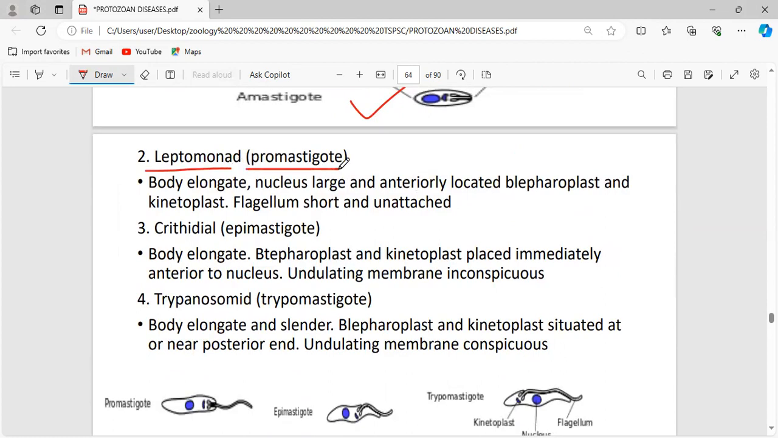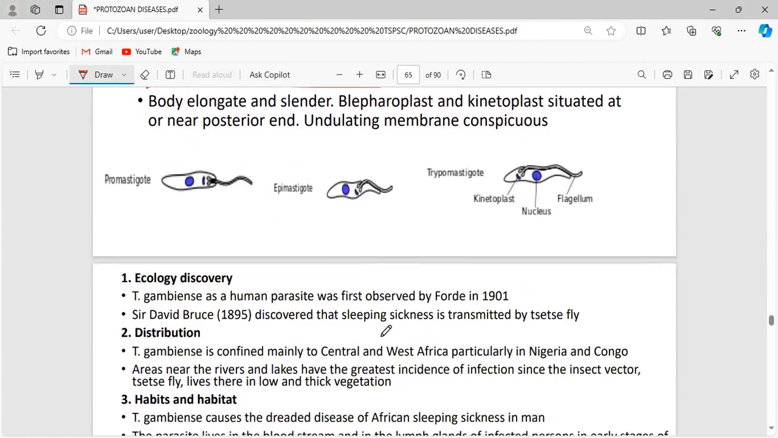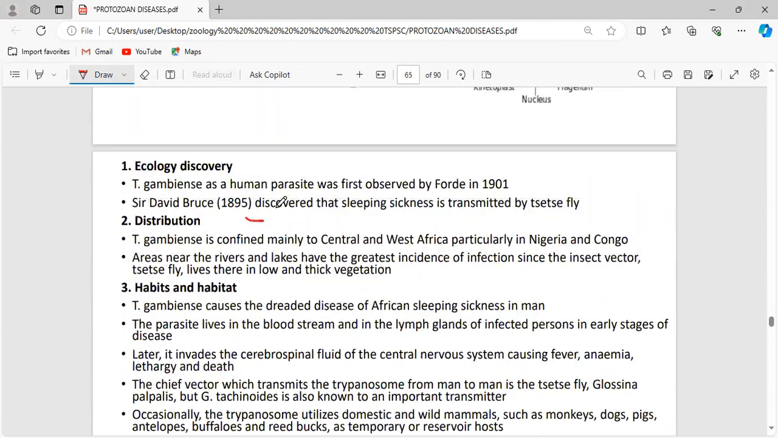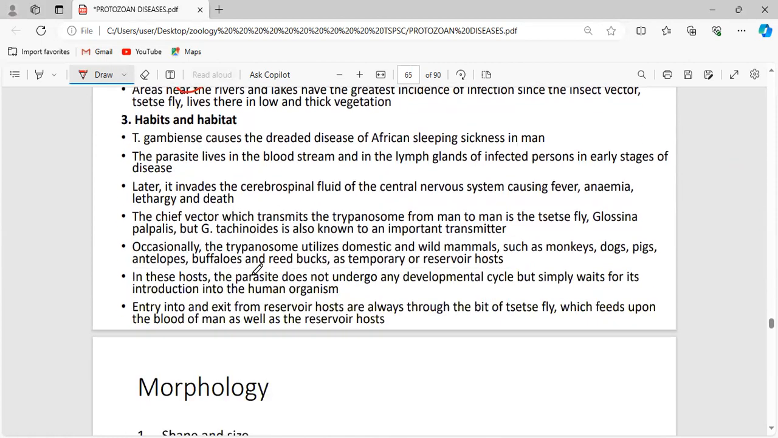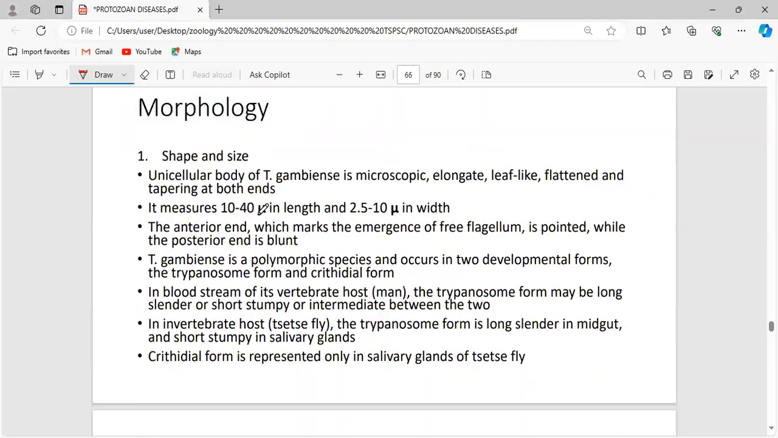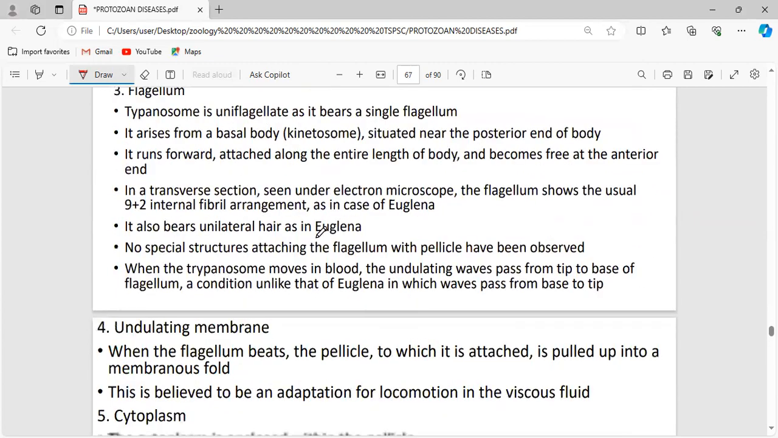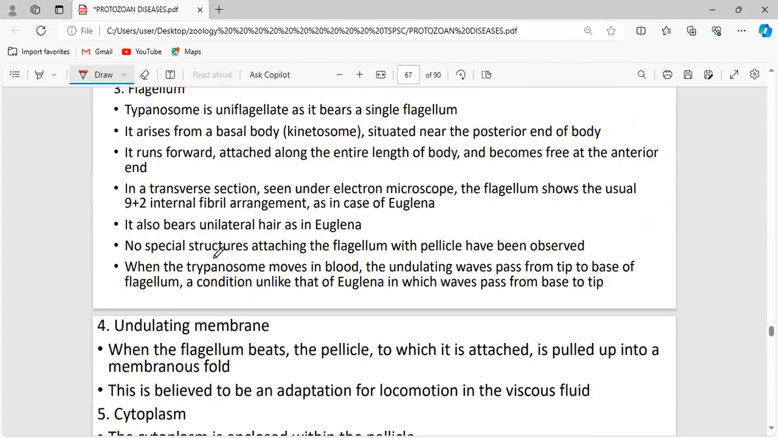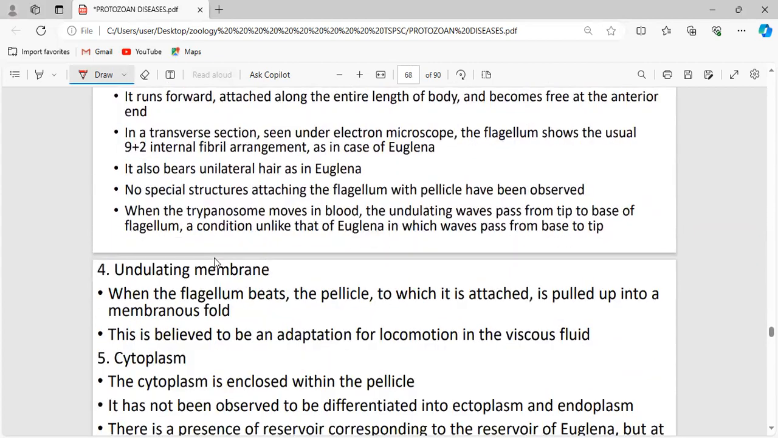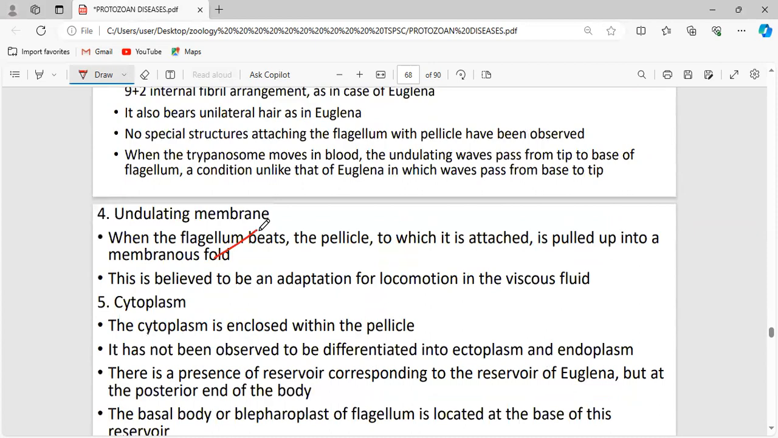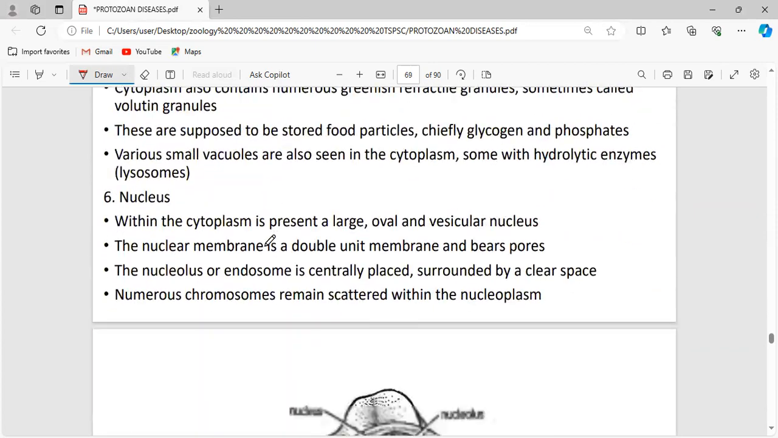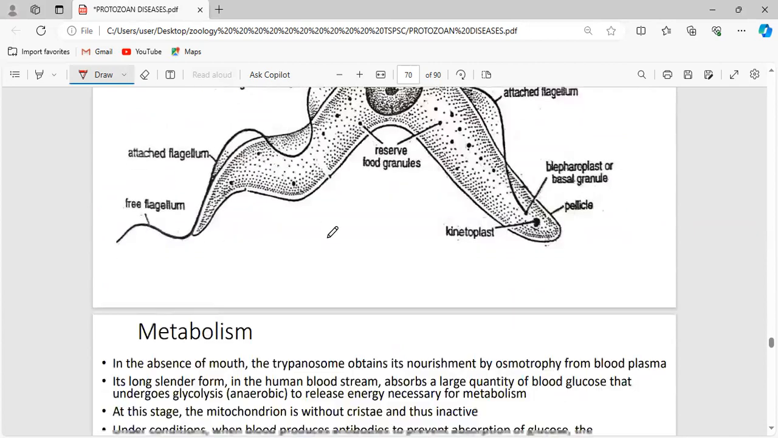Leptomonad means promastigote, crithidial means epimastigote, trypanosome means trypomastigote, like that. Okay, and we have seen who discovered this and where it is distributed, and then important things about the habit and habitat and their morphology. They have a pellicle, flagellum, attached flagellum, free flagellum, undulating motion and undulating membrane, cytoplasm, and their nucleus. Up to this, we have completed.